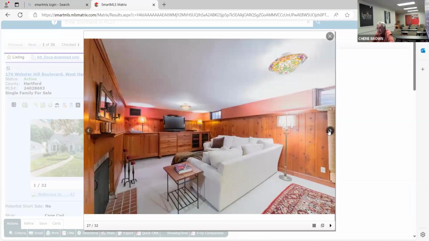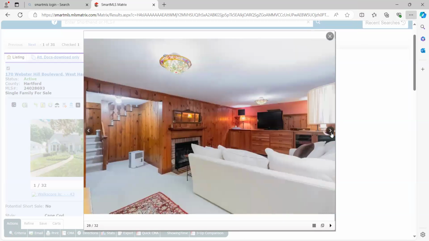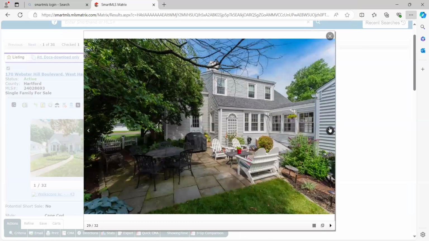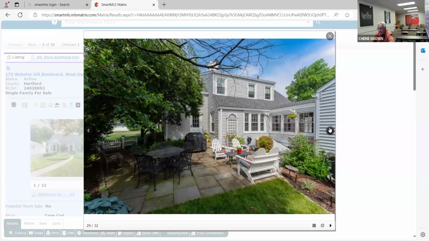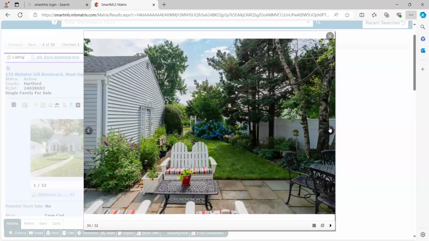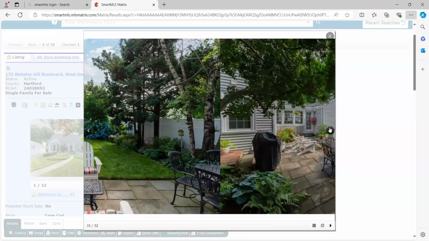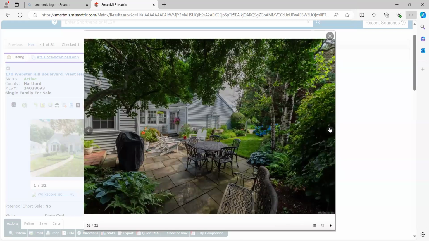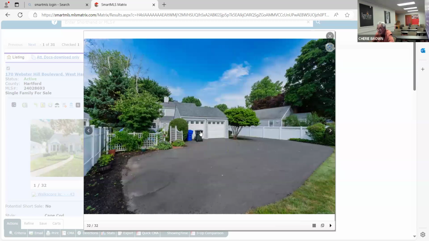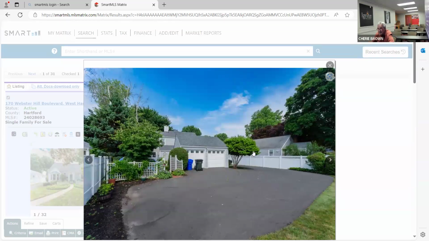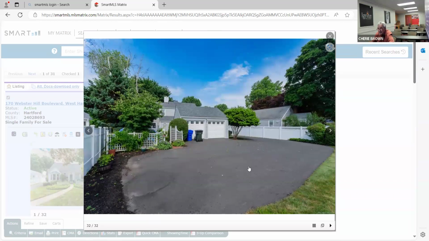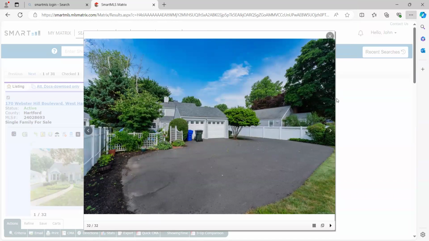Oh, they've got a lower level finished rec room. Little patio area, small, but it's okay, well maintained. And you've got the 2-car garage in the back. It's a little bit different setup, but yeah, it works. More room for other cars too, right?